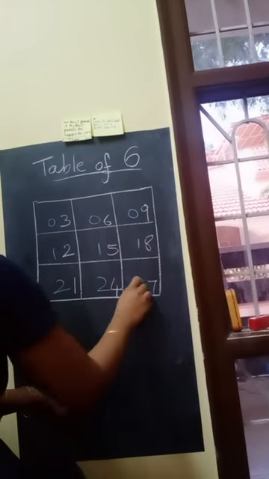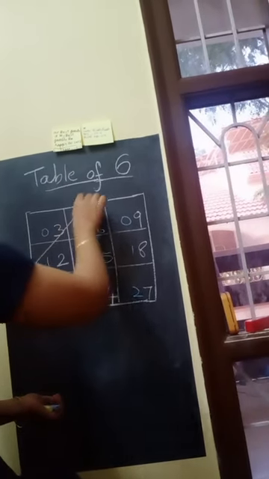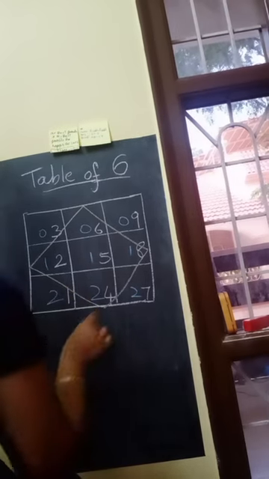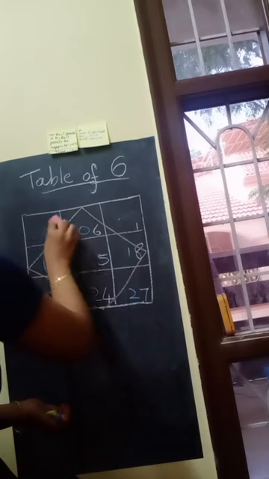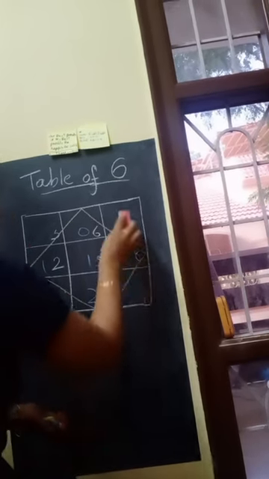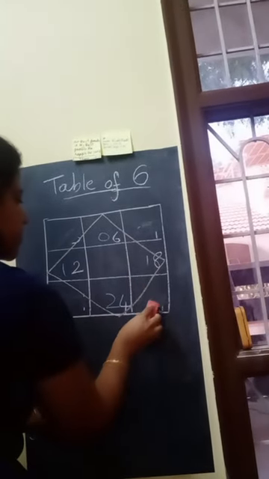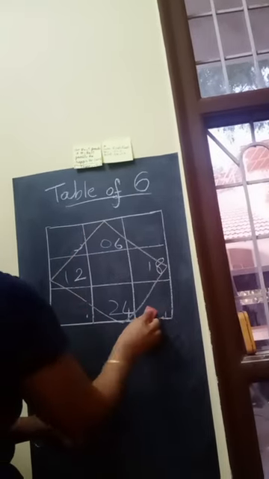Then 2, 2, 2. Fine. Now is the important step. We will draw a small diamond inside this square and erase all these numbers which are not inside the diamond. Erase all the 4 corners. Also erase the center number. Okay. This makes it easy.